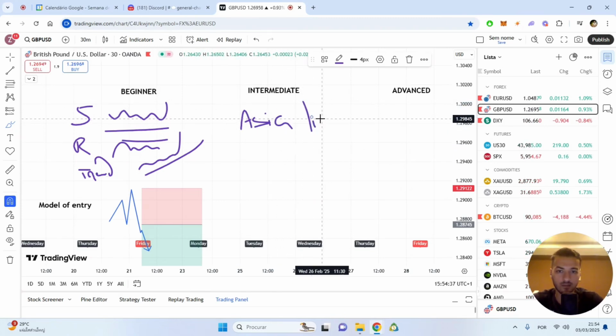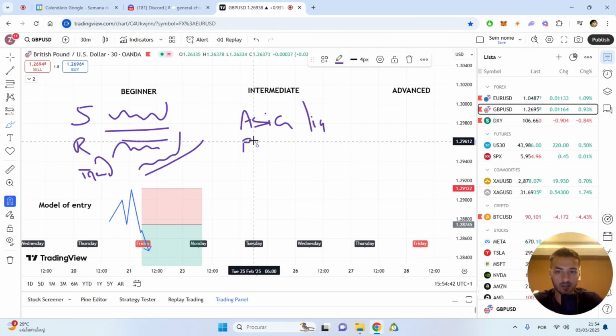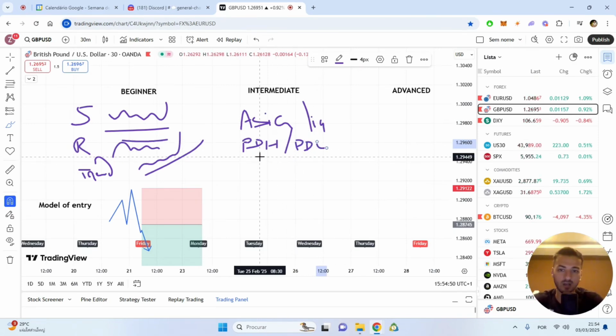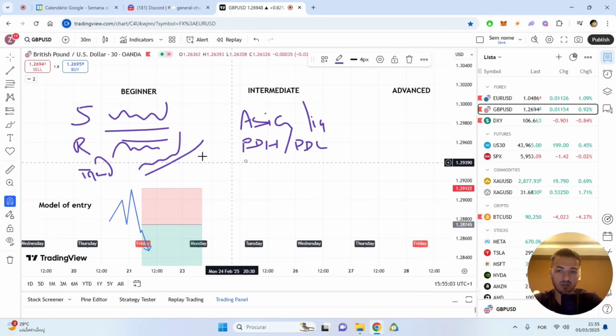All right. He is going to start to look at PDH slash PDLs, which means previous daily lows, previous daily highs of the days before. All right, because there's also liquidity if you go look at the markets. We're going to look at some examples. Don't worry. And let's say you also interpret some inducements, which are secondary highs, fake highs.